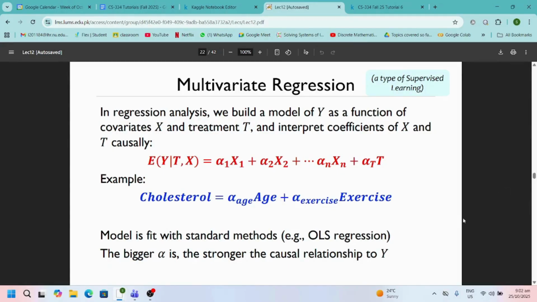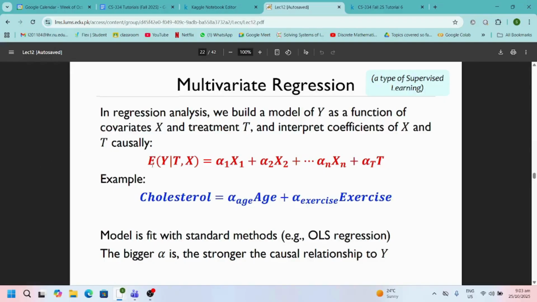Anyway, in regression analysis, you build a model of y, where y is your outcome, as a function of all the covariates x and the treatment t. I want to tell you what covariates exactly are. Covariates are variables, not always confounders, by the way. They are just other variables which are involved in your data generating algorithm, in your causal graph, but these are variables that we are not interested in. We are interested in the treatment and the impact that the treatment has on the outcome.